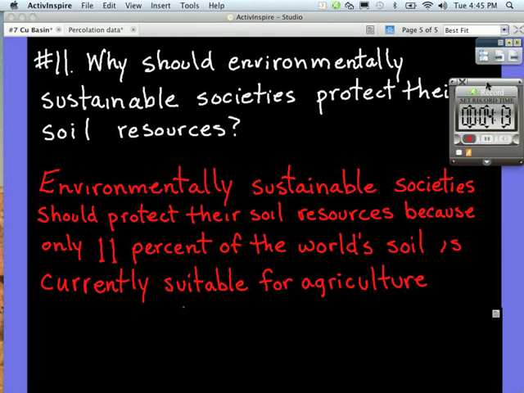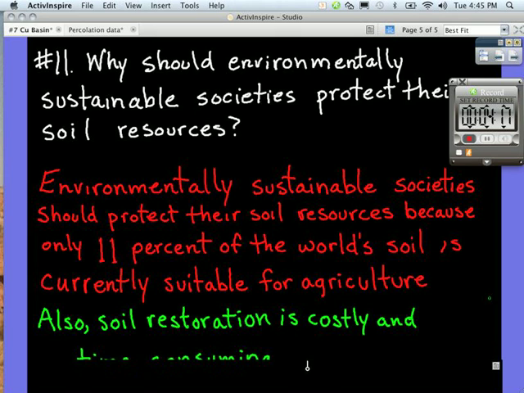So not all of it is able to be planted. Additionally, also soil restoration is costly and time-consuming. So to ruin the soil with plans of putting it back is really not a very efficient idea. So there you have a couple of sample responses for some of the types of questions, definitely for your homework, but also that you may see on the written exam when we end this chapter.